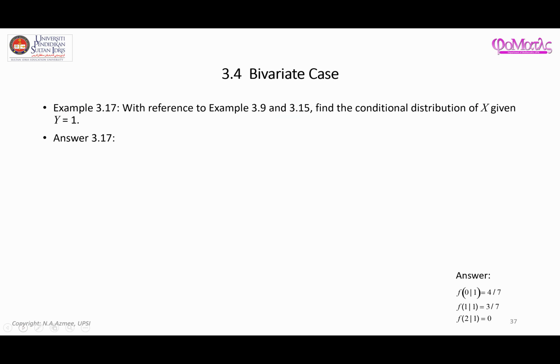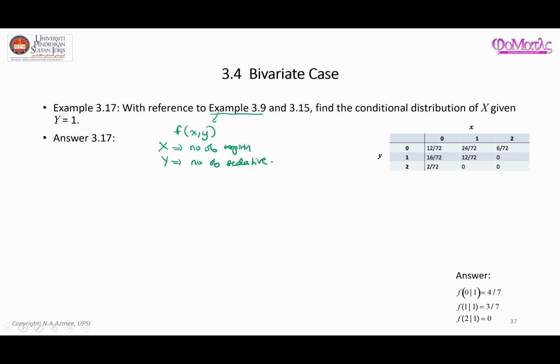Here is an example related to example 3.9. If you don't recall, this is a specific example where you are asked to create the table for f of x, y, where x is the random variable that represents the number of aspirin, and y represents the number of sedative. This is the result that you have seen in example 3.9.